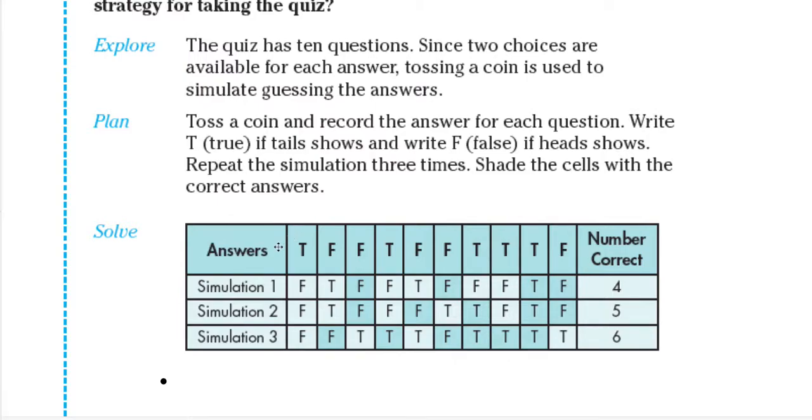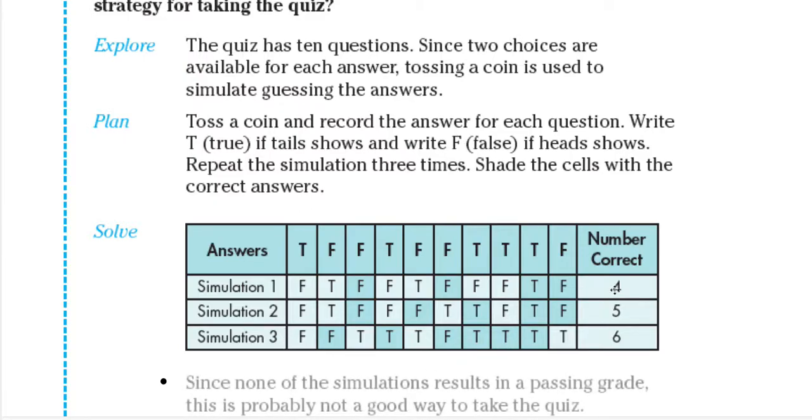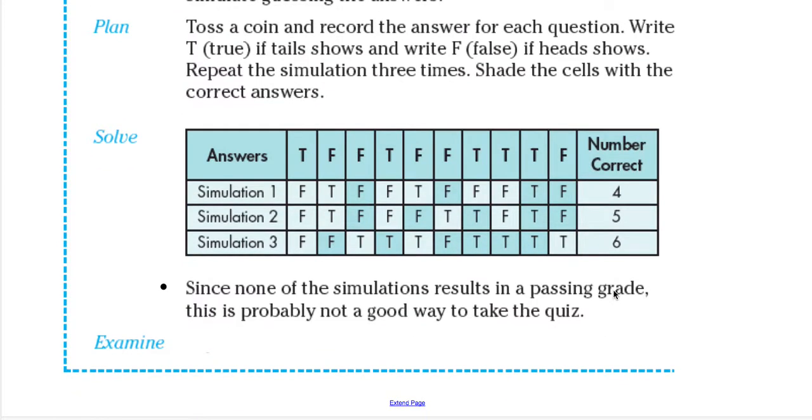And this is an example of an actual simulation. Simulation 1, after tossing the coin 10 times, you come up with 4 correct answers. In simulation 2, you come up with 5 correct answers, and simulation 3 comes up with 6 correct answers. If you notice, all 3 simulations would give you a failing mark. Since none of the simulations results in a passing grade, this is probably not a good way to take a quiz.